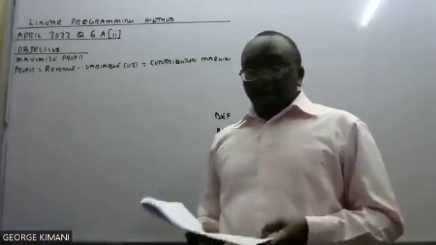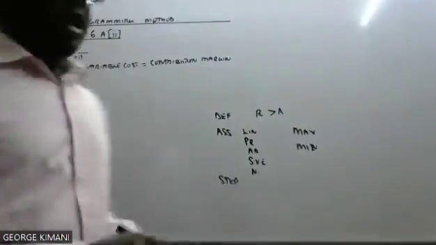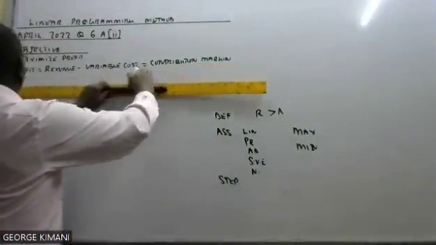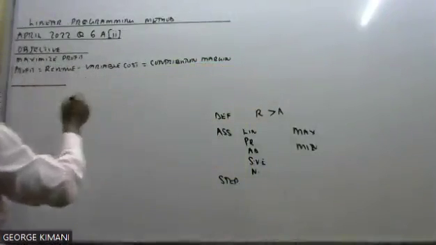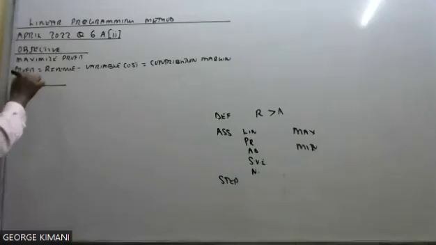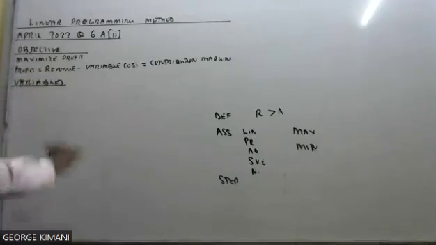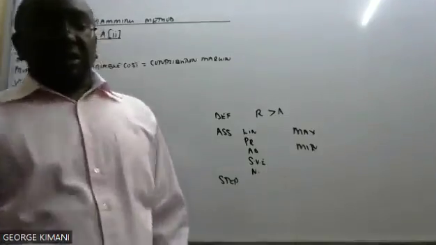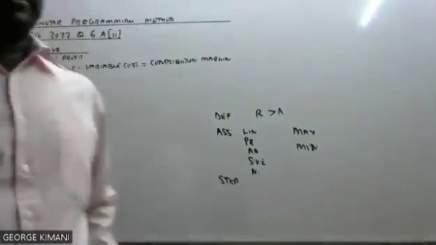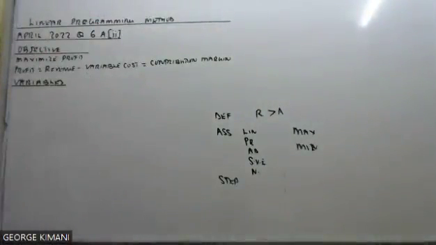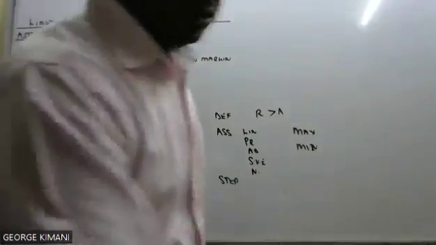The next thing that you are supposed to do, step number 2, is to identify what we call the variables. Now, the variables are the products that will be used to achieve the objective. The variables are the products. So from this question, what are the products? There is product 1 and product 2.